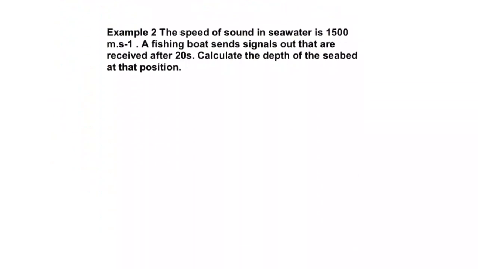Let's go ahead and take a look at example 2. So example 2, the speed of sound in seawater is 1,500 meters per second. A fishing boat sends signals out that are received after 20 seconds. Calculate the depth of the seabed at that position. So the depth, we are interested in the distance. Okay, so distance is what we are interested in. We have the speed of sound in seawater. So our speed is 1,500 meters per second.